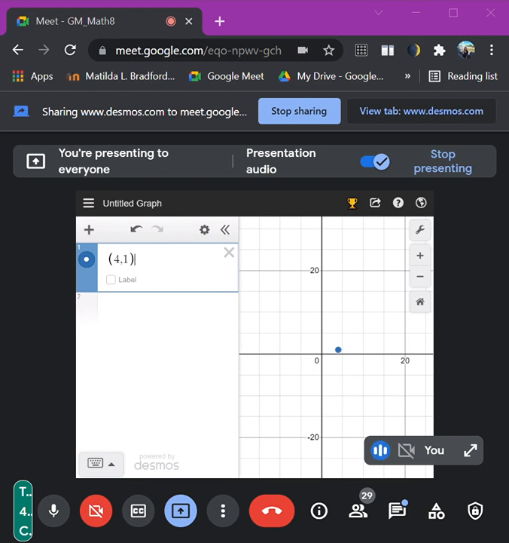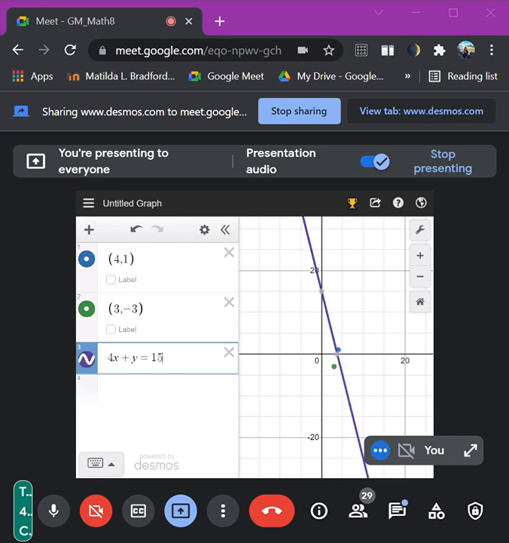Slope y over x. So you have there the given earlier, which is 3 and negative 3. And then our formula is 4x plus y is equals to 15. No, 4x minus y is equals to 15. And as you can see, the line passes through the graph.